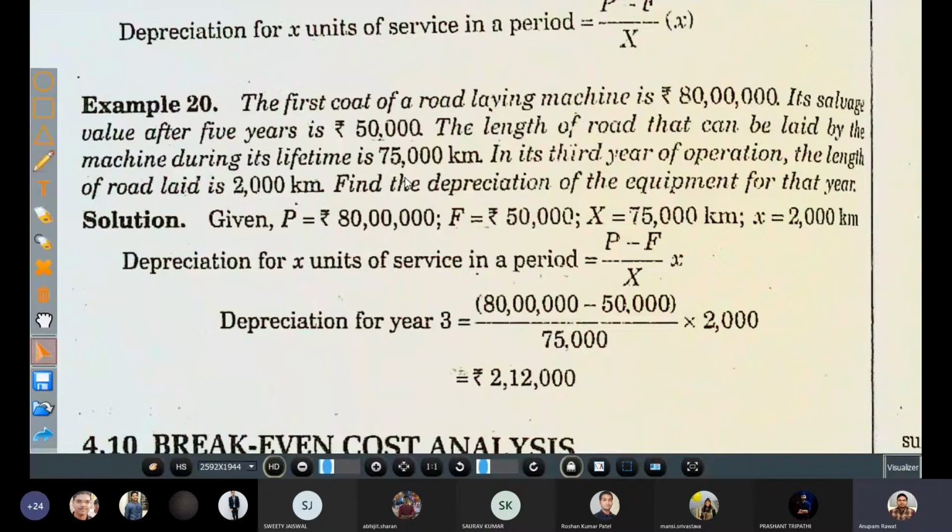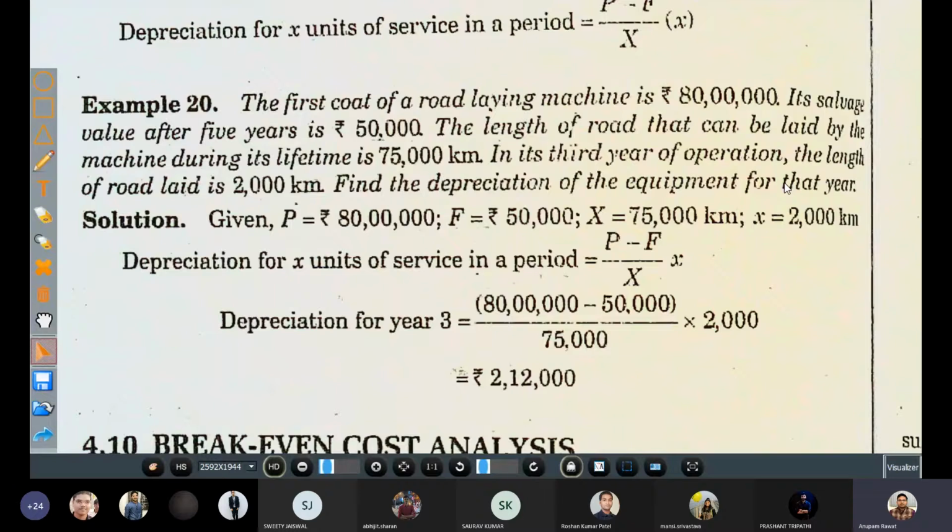So the initial cost is 80,000, the salvage value is 50,000, X, the total service provided, is 75,000 kilometers, and in the third year of operation, the length laid by that machine is 2,000 kilometers. So the depreciation for x units of service in a period will be P minus F, divided by the total lifetime service of the machine, that is 75,000, multiplied by the small x, that is the service rendered in the third year.